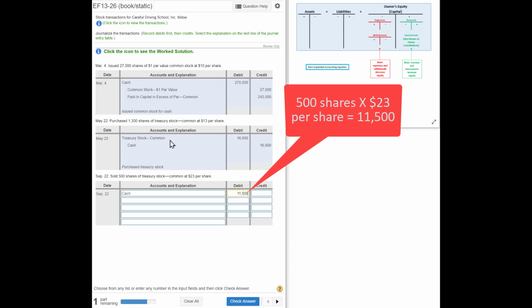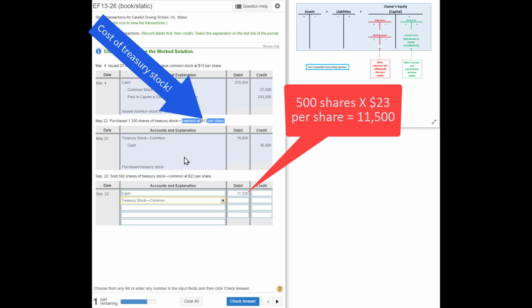Now remember, when we bought the treasury stock, we increased our treasury stock account with a debit. So when we get rid of some treasury stock, we have to lower that account, and you lower a contra equity on the credit side. So treasury stock is going to go down, but here's a trick. Treasury stock has to always be tracked at its cost. So when we lower the treasury stock account, we have to use that original $13 price tag.